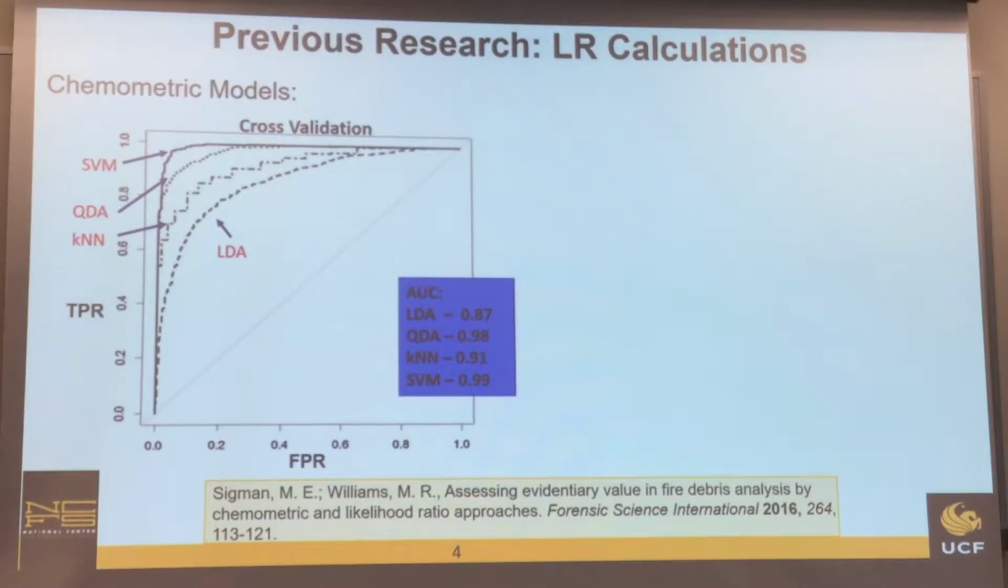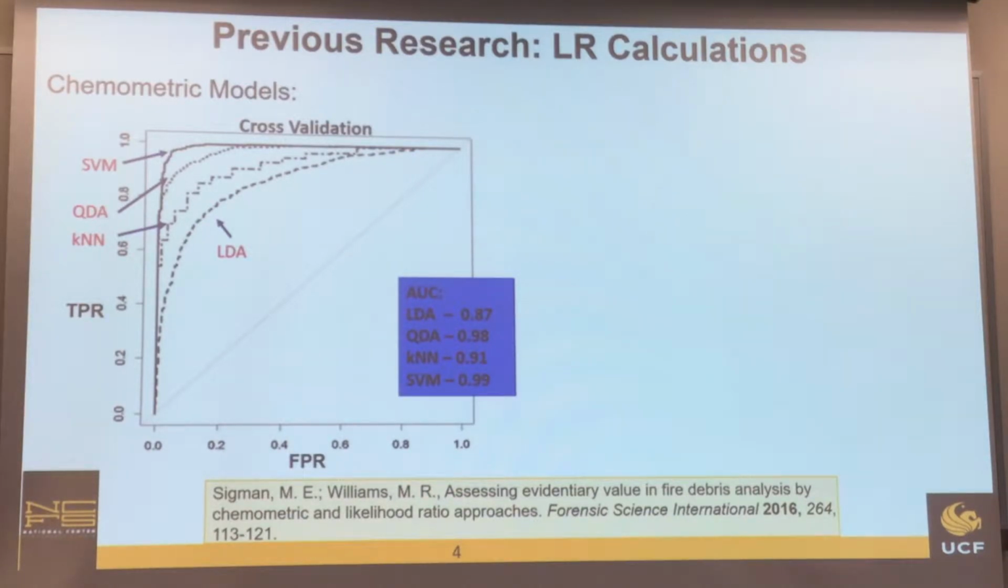Now, previous research that utilized these likelihood ratio calculations for this classification problem used chemometric models such as support vector machines, quadratic discriminant analysis, k-nearest neighbors, and linear discriminant analysis. These chemometric models were based on computationally balanced data sets in order to evaluate the method performance of real fire debris. By using chemometric models, we're able to generate receiver operating curves, or ROC curves, which are characterized by their true positive rate as a function of their false positive rate.